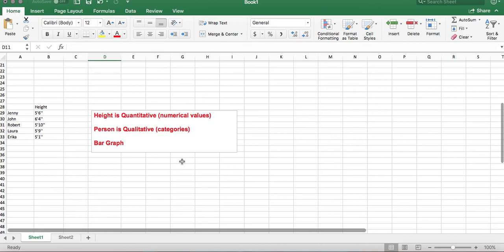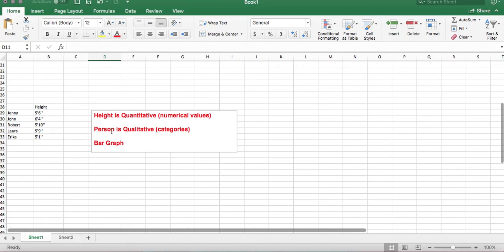But let's say that you want to make a graph. One thing that you want to know is whether your data is quantitative or qualitative. So do you have numerical values or do you have categories? Qualitative data would be different sugar types. There's no number to the sugar type of glucose. It's just a category of sugar, right?